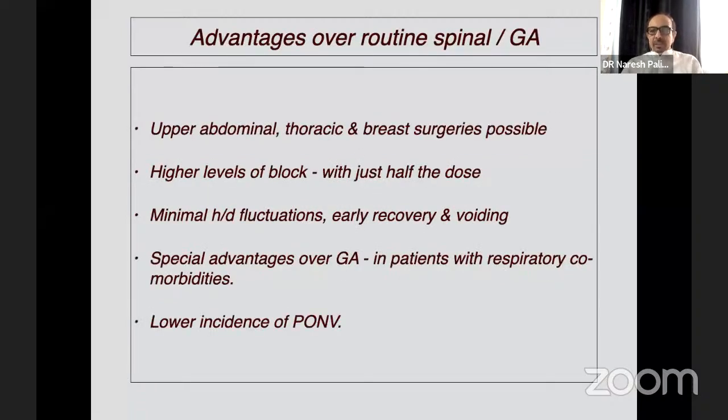What are the advantages over routine spinal, or at times over general anesthesia? The surgeries which were thought to be out of the domain of spinal anesthesia, like upper abdominal, thoracic, and breast surgeries, are possible with segmental spinal. The higher levels of the block can be achieved with just half the dose that is required at the lumbar levels. There are minimal hemodynamic fluctuations, early recovery, and voiding. These advantages are apart from the advantages which all neuraxial techniques have over general anesthesia, like less postoperative pain, nausea, vomiting. And there are special advantages over general anesthesia in patients with respiratory comorbidities. There is also a lower incidence of post-op nausea and vomiting.